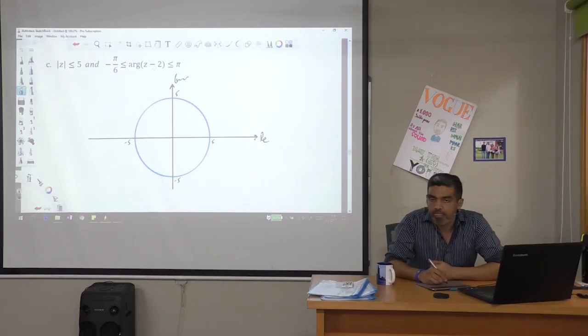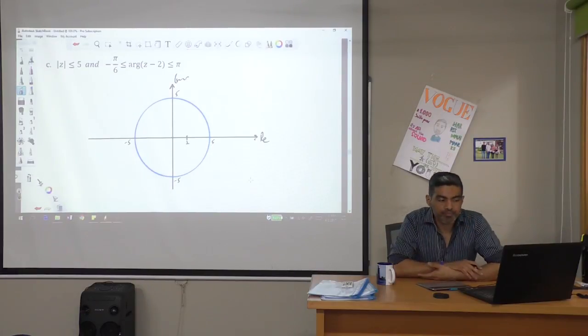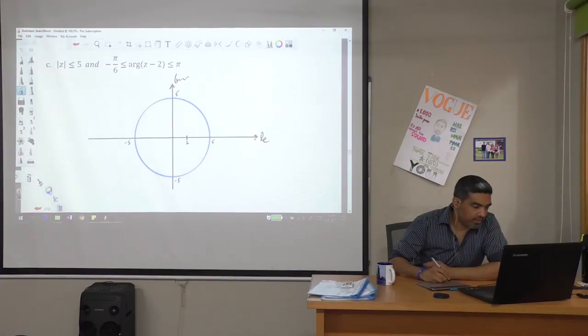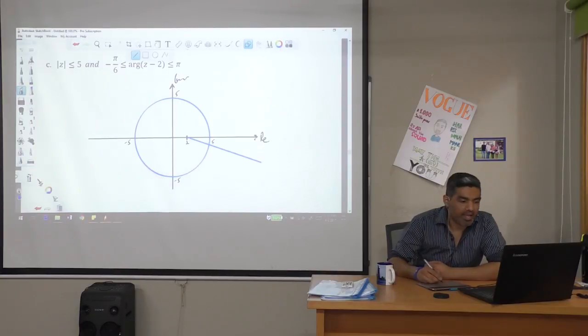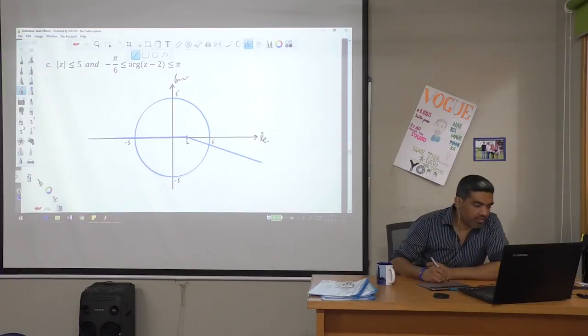Now what about these? Minus pi by 6 and pi. Two more lines we need to make, and that is about 2. So 2 is somewhere here, first of all. This is 2.5, 2 is somewhere here. And two lines extending from 2, one at an angle of minus pi by 6, which is minus 30, I guess something like this. And the other one is at pi, 180 degrees, which I believe is somewhere here. We agree on that?